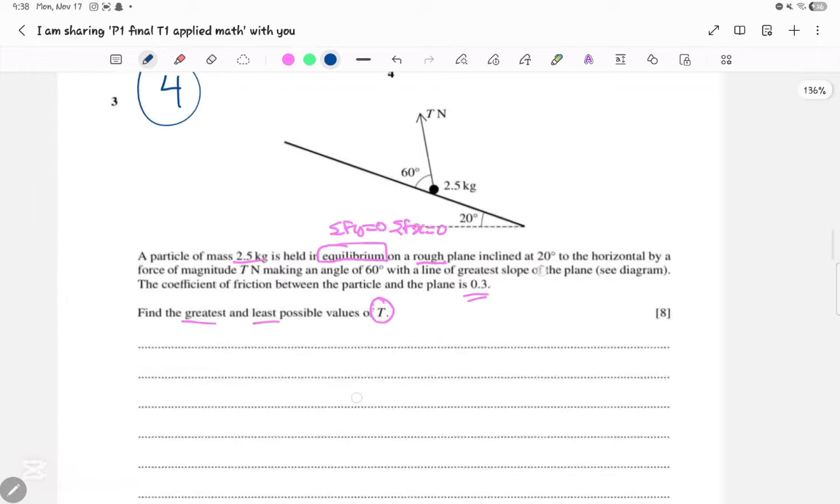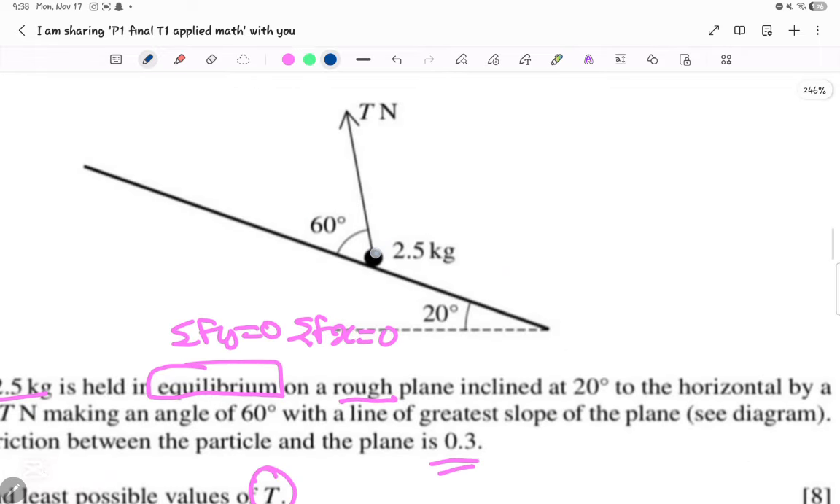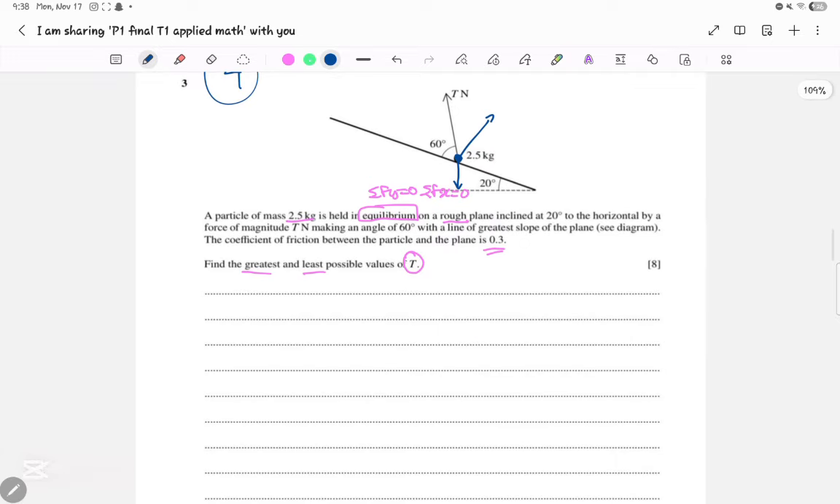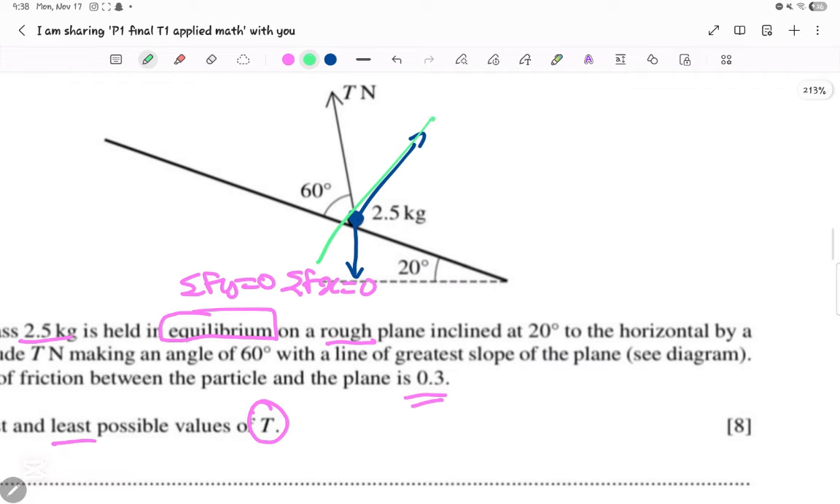So very simply, I just need to draw the forces acting on the ball other than T. We have the normal push and we have the weight. So what I'm gonna want to do is draw my x and y axis. This is my x axis.